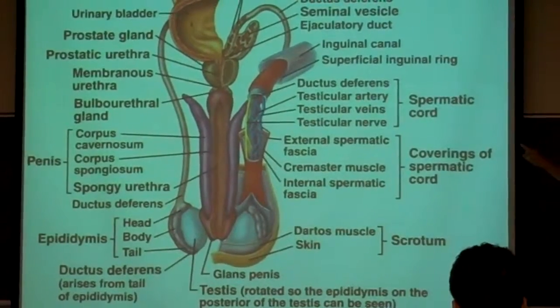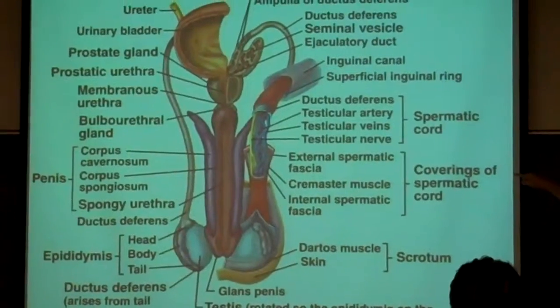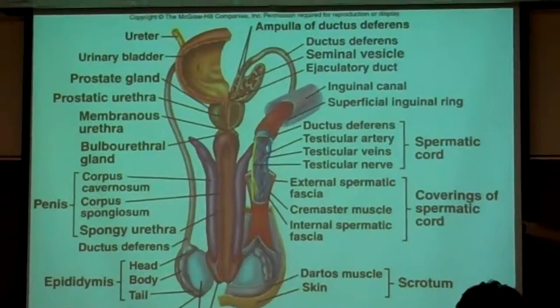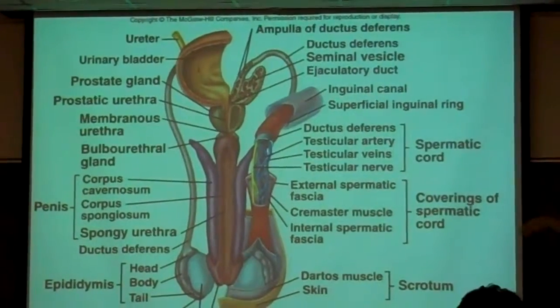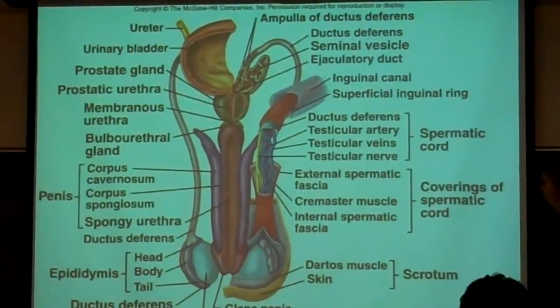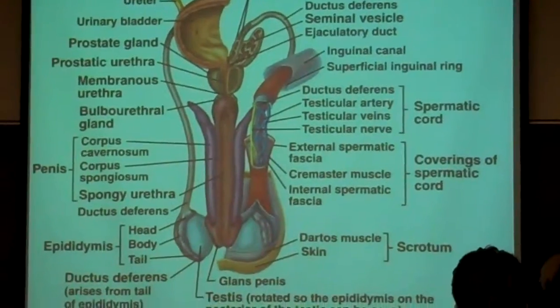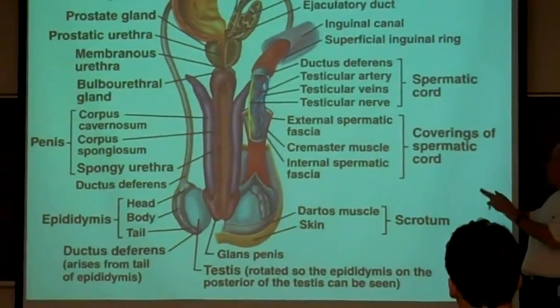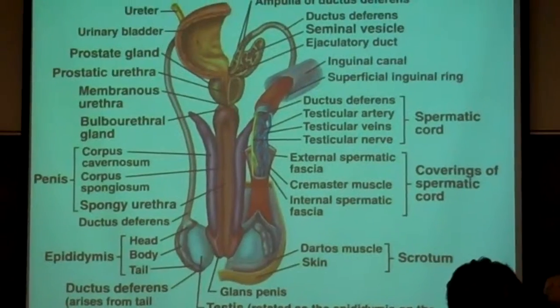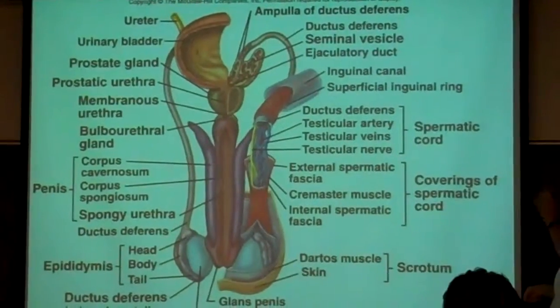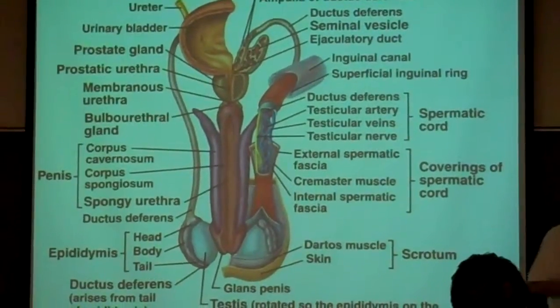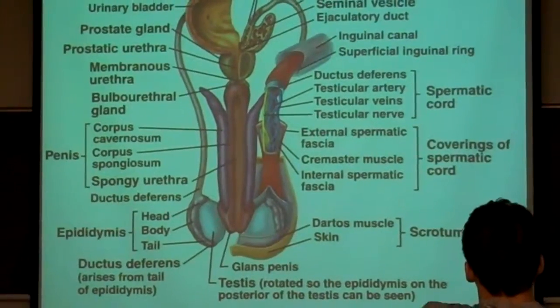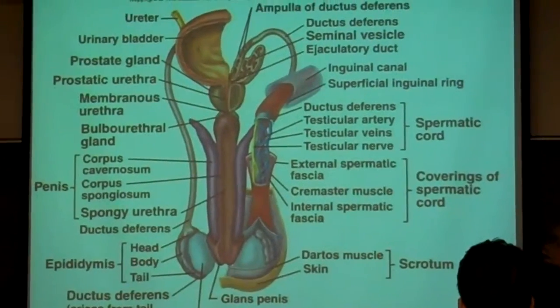The spermatic cord has the vas deferens, the testicular artery, testicular vein, testicular nerve. Covering the spermatic cord, there's all this kind of stuff. There's the cremaster muscle, all that business. There's the dartos muscle mentioned. Everything is pretty well mentioned there. You kind of get an overall view, and I just kind of threw that one up there. Not that we will spend any time with all that there.